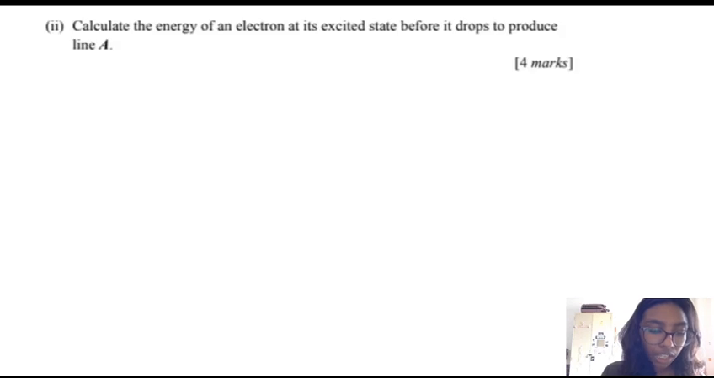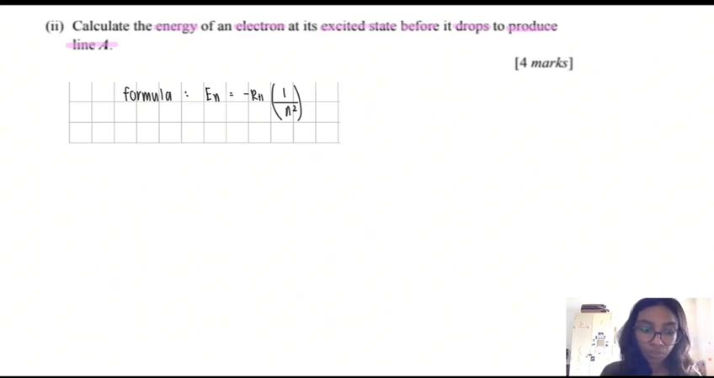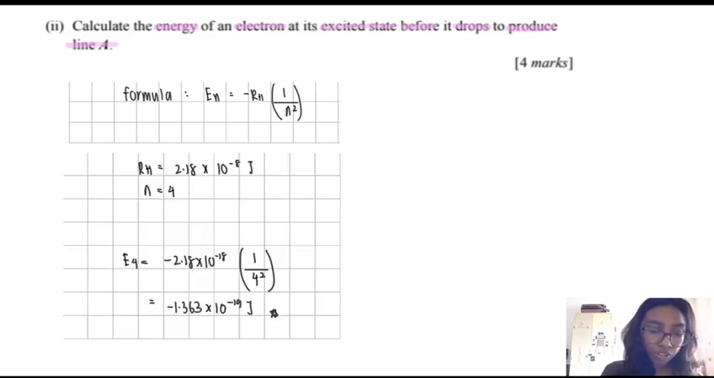Now for this question, calculate the energy of an electron at its excited state before it drops to produce line A. So the key words for this question are energy, electron, excited state, before drops, produce line A. So for this question, we are going to use this formula, and after substituting, we are going to get the answer of negative 1.363 times 10 to the power of negative 19 joule.